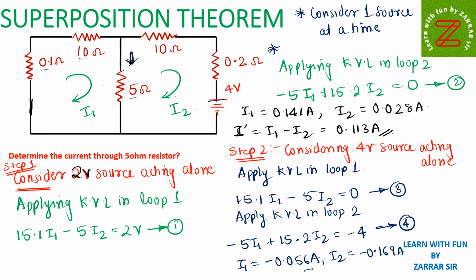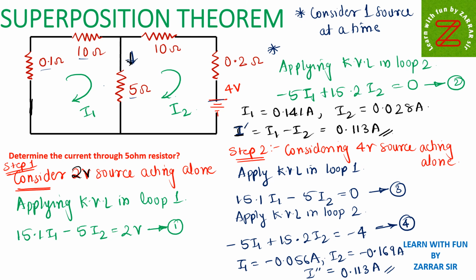I'll name it as I double dash, and your I double dash will be I1 minus I2, and if you subtract this, you will get again 0.113 ampere. Okay, both the values look the same, but it is not always the same. In this problem I got this value as same. So this was I dash in first loop, I mean to say when I consider 2 volt source. This is I double dash when I consider 4 volt source acting alone.